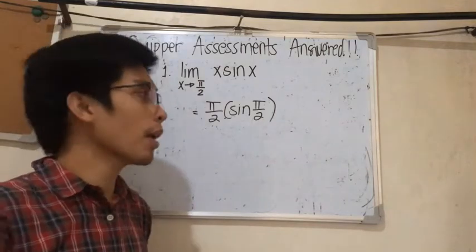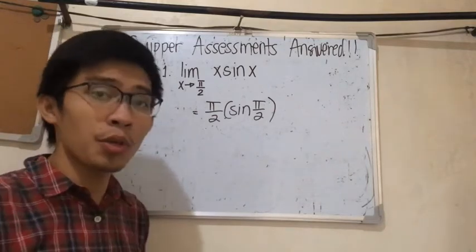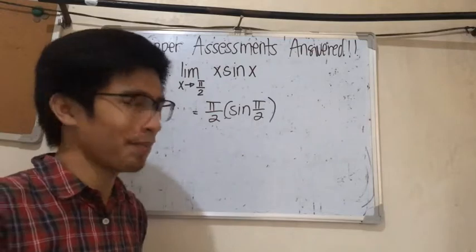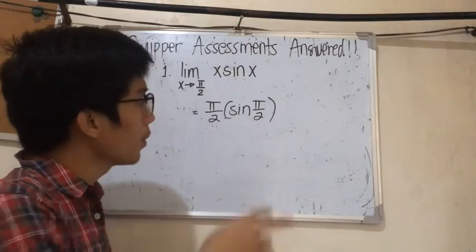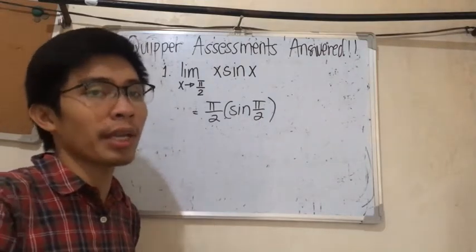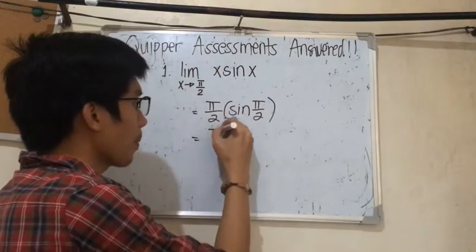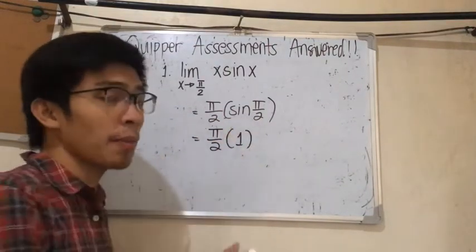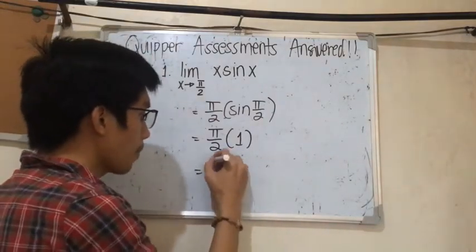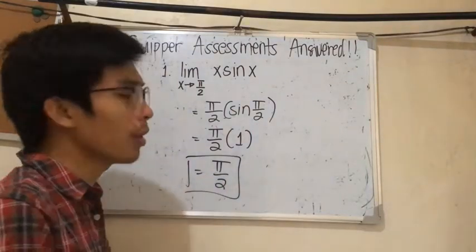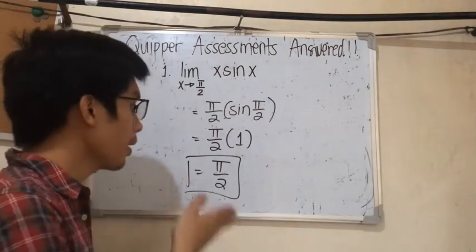So after you substitute pi over 2 for all the x's in your problem, what you are going to do is to find the exact value of sine pi over 2. Based on the table that I presented to you, sine pi over 2 is equal to 1. Yes, that's right. Again, sine pi over 2 is equal to 1. Therefore, it will become pi over 2 times 1. And if you get the product of these two numbers, that is still pi over 2. Therefore, for problem number 1, the limit of x sine x as x approaches pi over 2 is pi over 2.